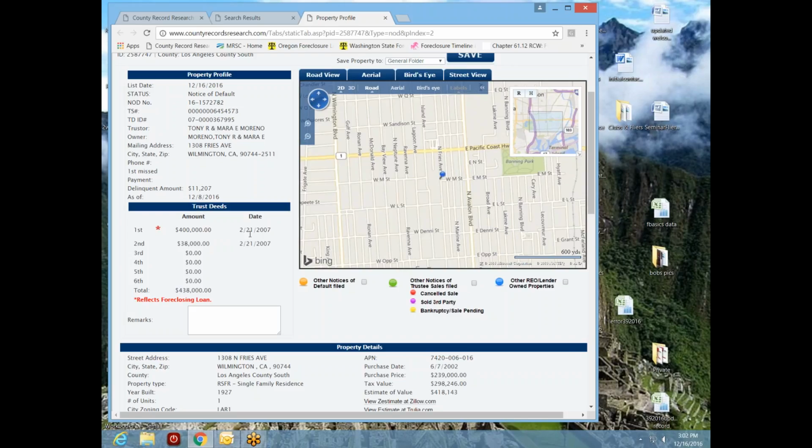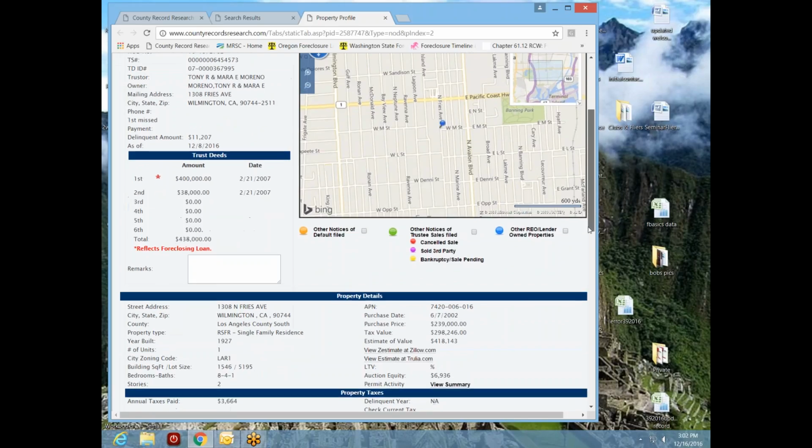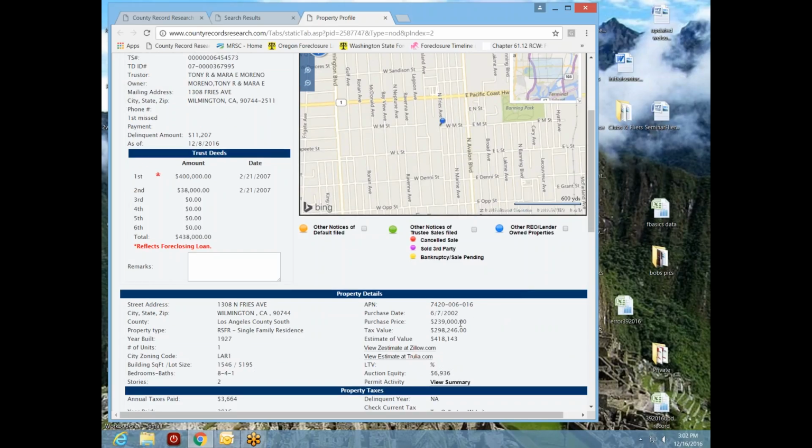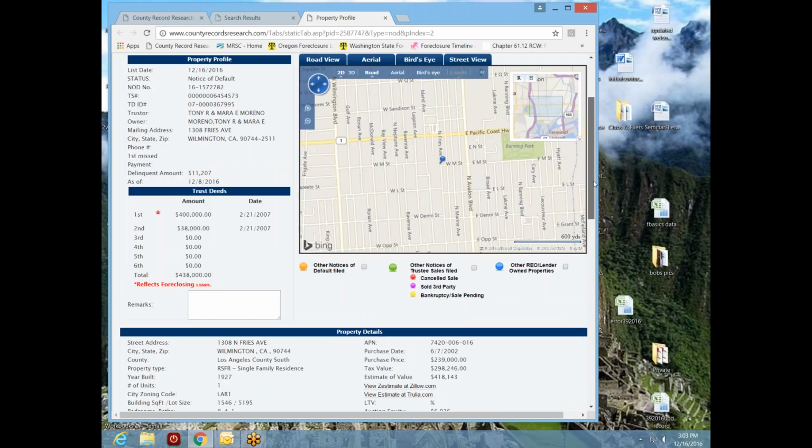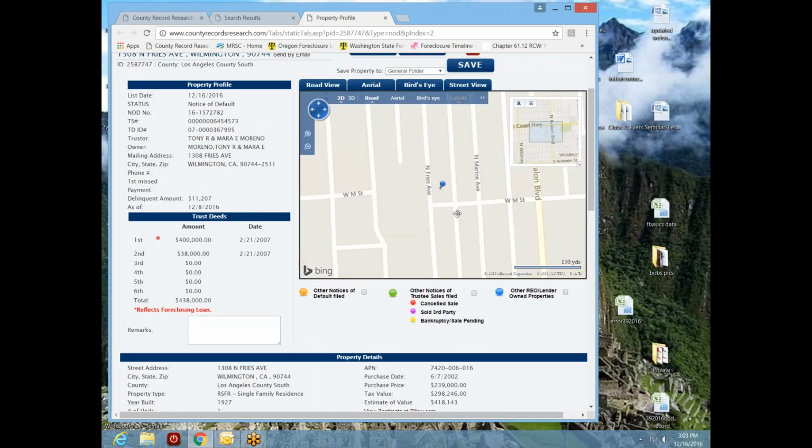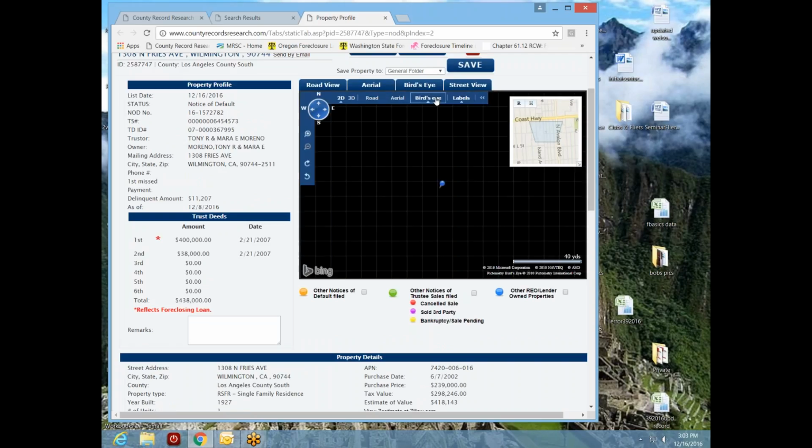So they took out these loans. Look at what they did initially. They bought it in '02 for $239,000, and they were able to borrow $438,000 just 5 years later. That was their error, because then they thought, wow, I got all this money I can take out and play with. Now, they might have really fixed this house up nice, or they might have not done anything at all. Let's take a quick look, zooming in using the wheel on my mouse, and hit my bird's eye.